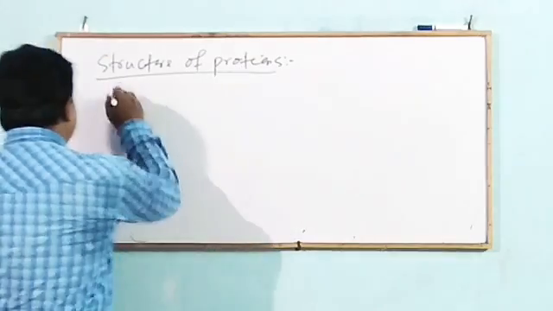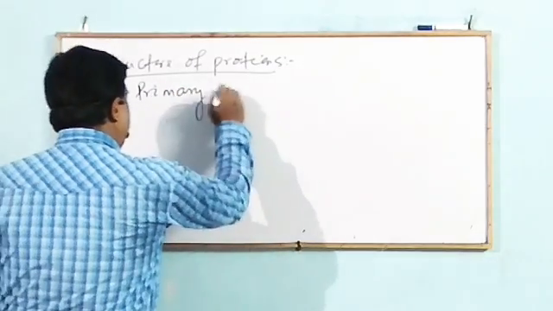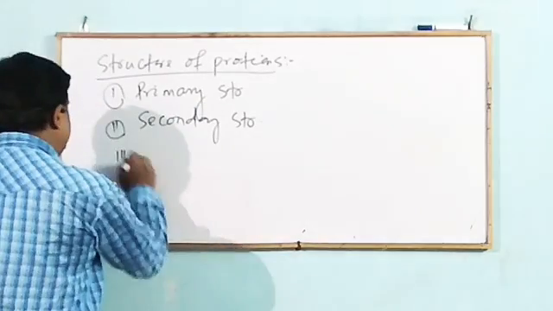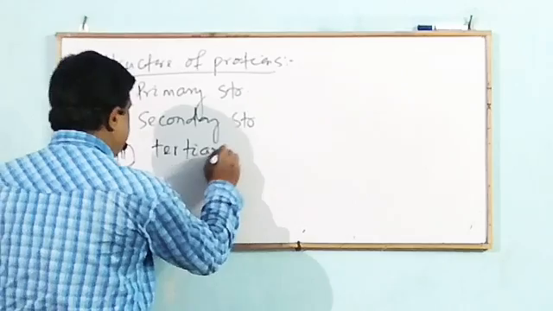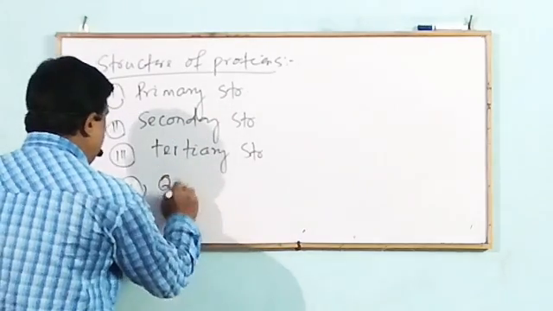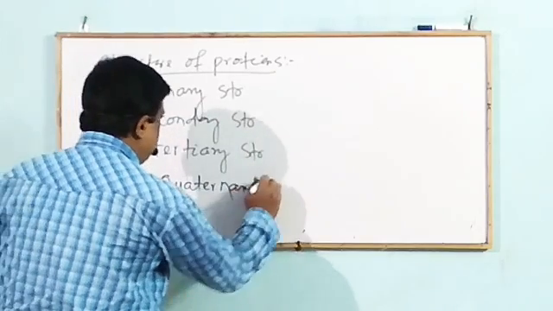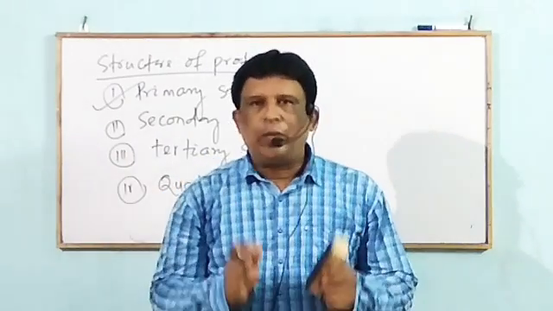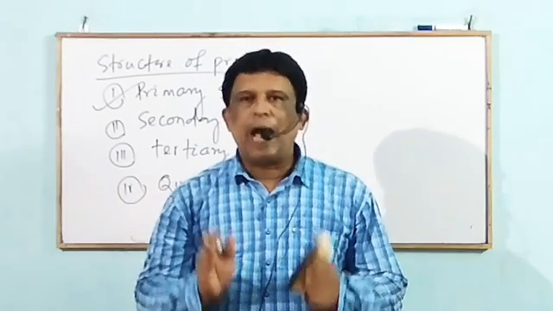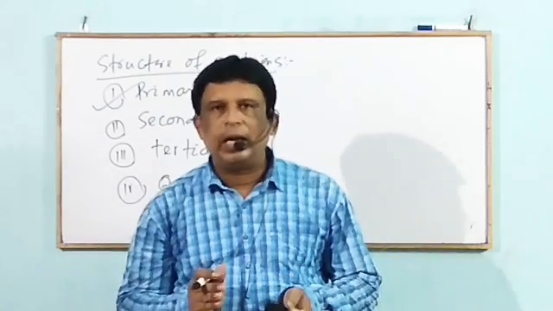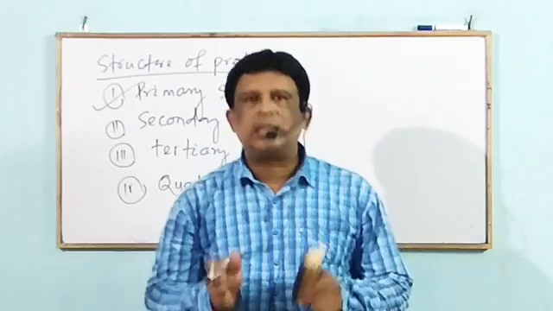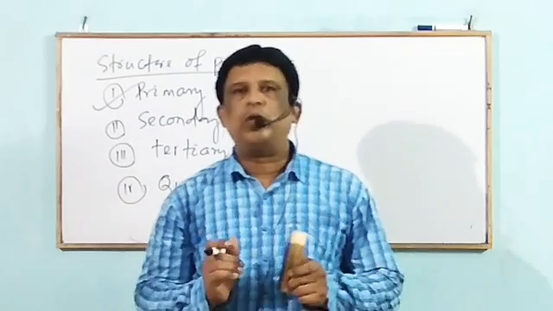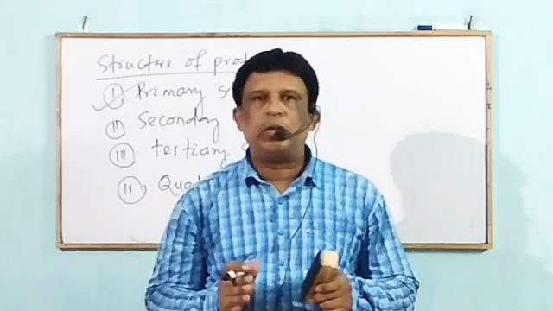One is primary structure, one is secondary structure, one is tertiary structure, one is quaternary structure. We discuss one by one. First one is primary structure. It refers to the sequence in which various amino acids are joined by peptide linkage, and it forms the backbone of the protein.